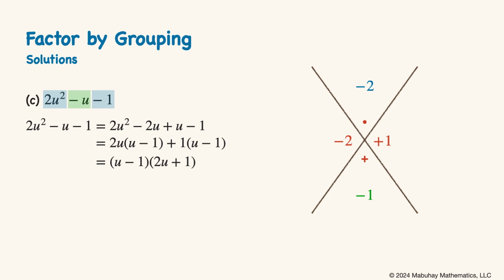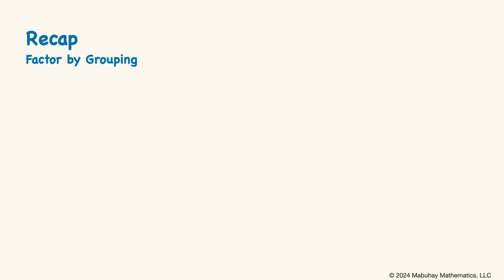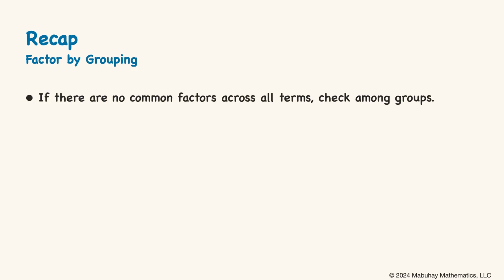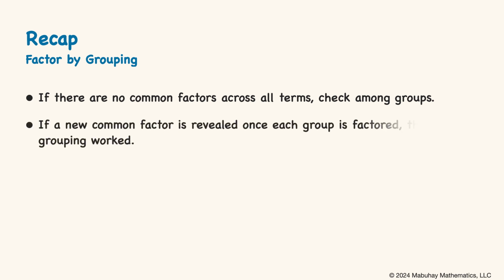Great work, everybody. Let's wrap up here. So, what did we learn in this video? We learned that if there are no common factors across all terms, then we should check among groups of terms. If, in the process of looking at these groups, a new common factor is revealed, then the grouping worked, and factoring by grouping as a technique will work to factor your expression. Okay, that's true in general with factoring by grouping.